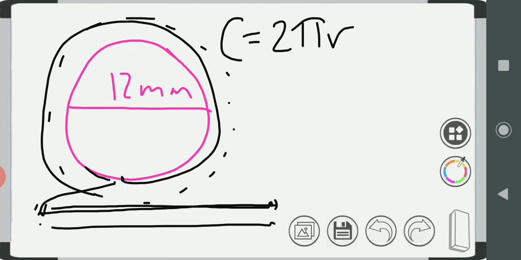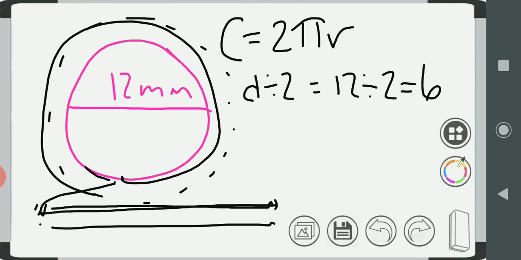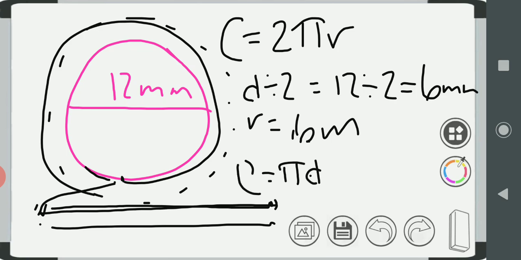I'm going to go ahead and work through this though. Now remember, they didn't give us the radius in this case. So we can find the radius by taking that diameter and dividing it by 2. So that equals 12 divided by 2, which gives me 6 millimeters. So my radius is equal to 6 millimeters. Now once again, you can solve this by circumference equals pi times diameter. If you're doing that, good for you. And I'm going to continue to work this one right here.